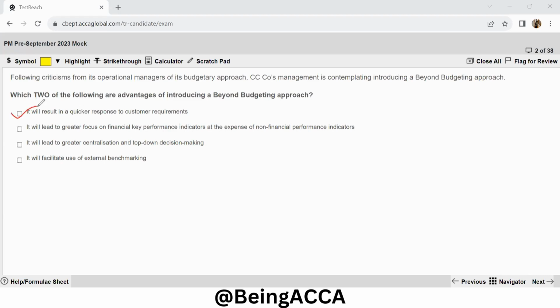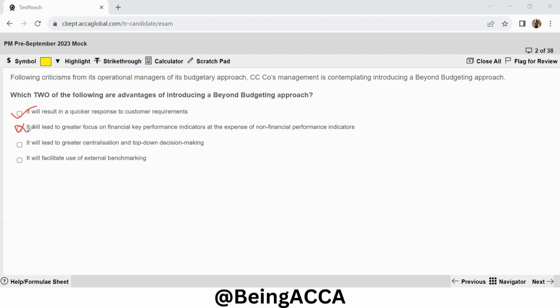Because when we are using the beyond budgeting approach, we will make our customer care more responsive. We will look at their requirements more, and this will result in them getting a quicker response. So yes, that is definitely one of the advantages. Let's look at the other ones. It will lead to a greater focus on financial key performance indicators at the expense of non-financial performance indicators. This is definitely not true, because when we go for the beyond budgeting approach, we look beyond the numbers. We are focusing on non-financial aspects also.